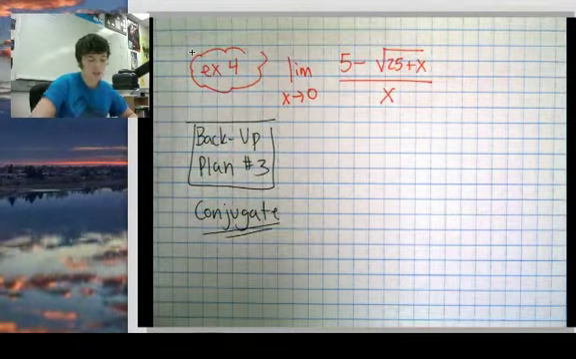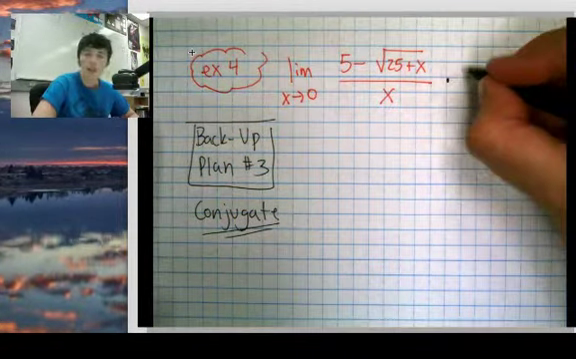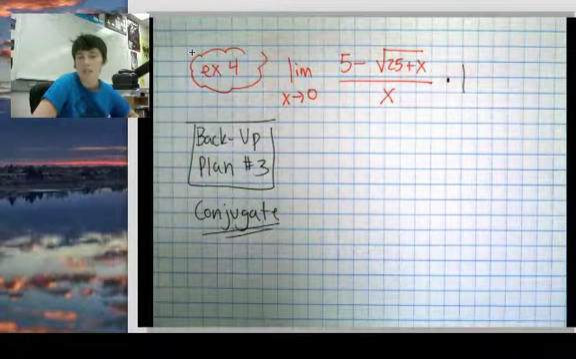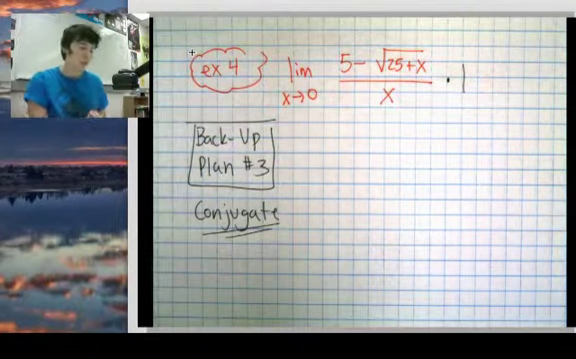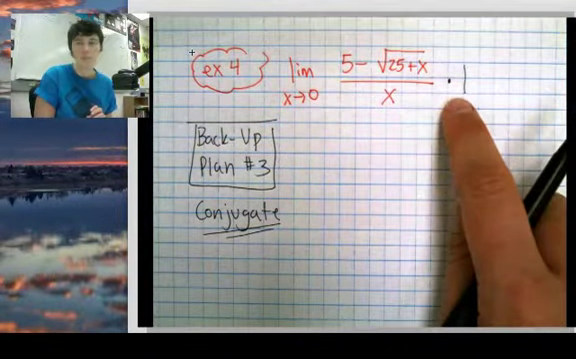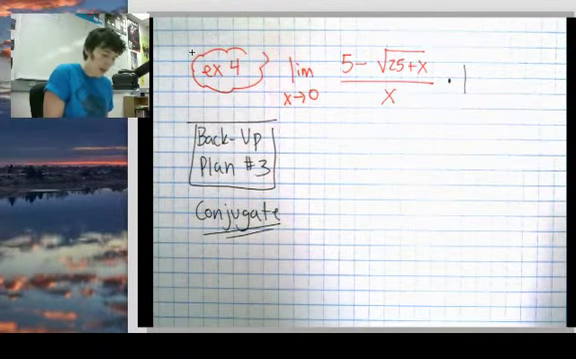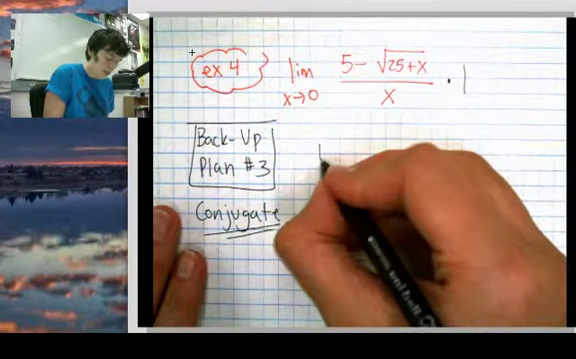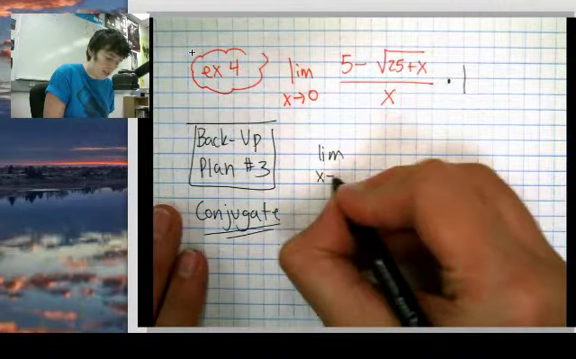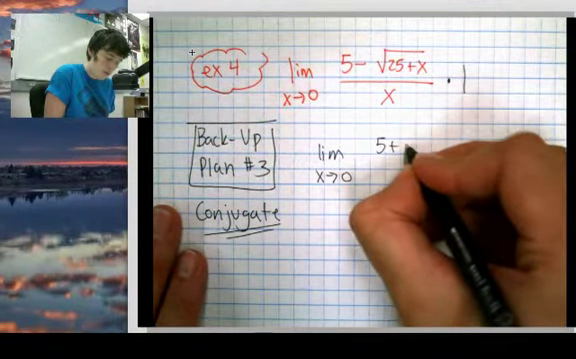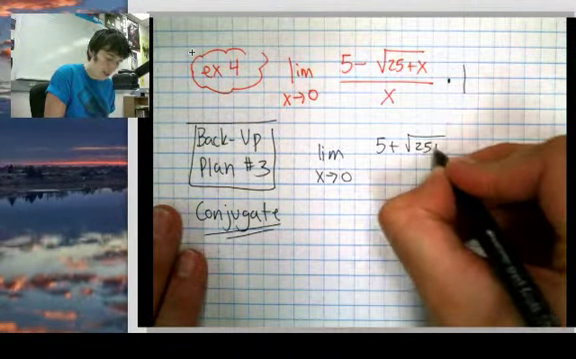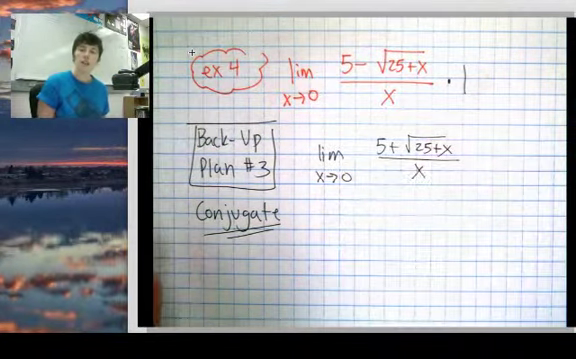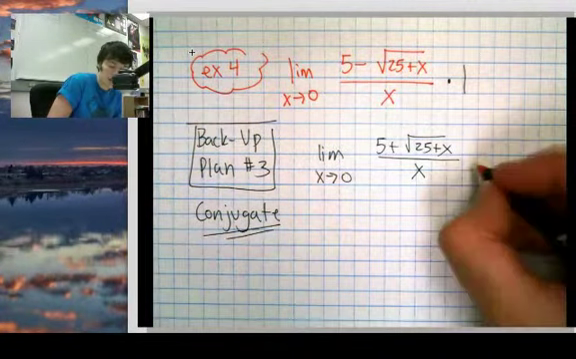Conjugate just means I'm going to multiply the entire fraction by 1. Multiplying by 1 never changes anything, but I'm going to make it a little fancier than just a normal number 1. I'm going to multiply this thing, the limit as x goes to 0 of 5 plus the square root of 25 plus x, all over x, by another fraction.